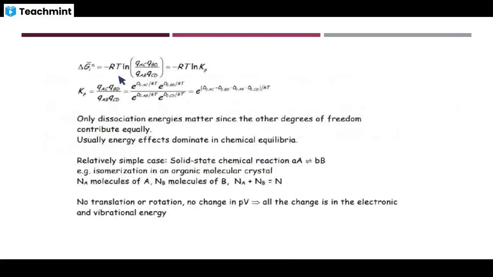Then the delta G is nothing but minus RT ln Kp. Kp is nothing but Q_AC divided by Q_BD, over Q_AB and Q_CD. So then substitute for Q_AC, which is nothing but e to the power dissociation energy of AC divided by kT.